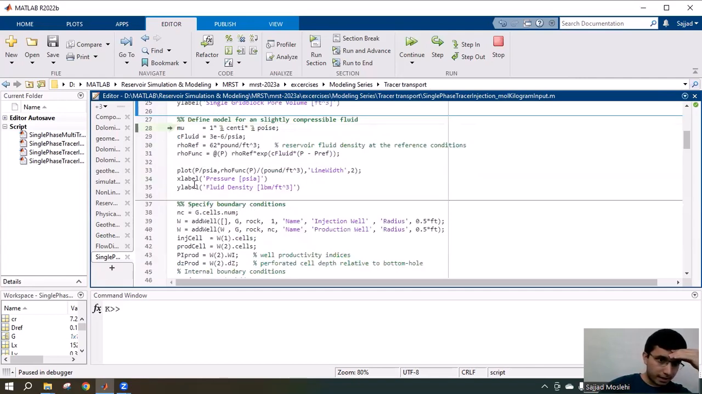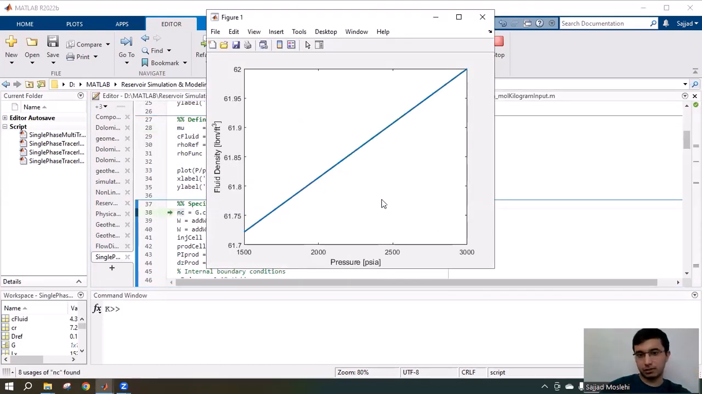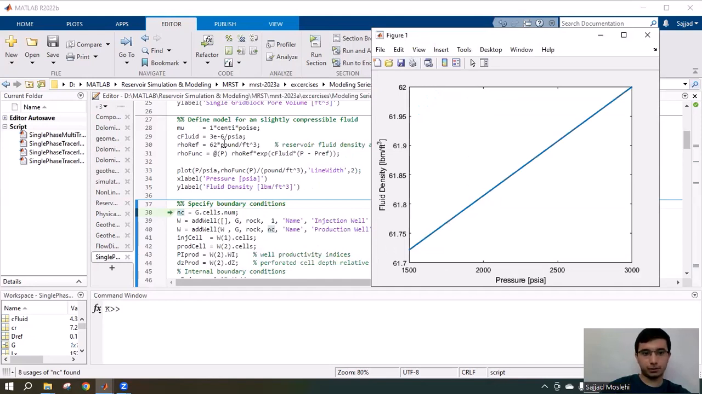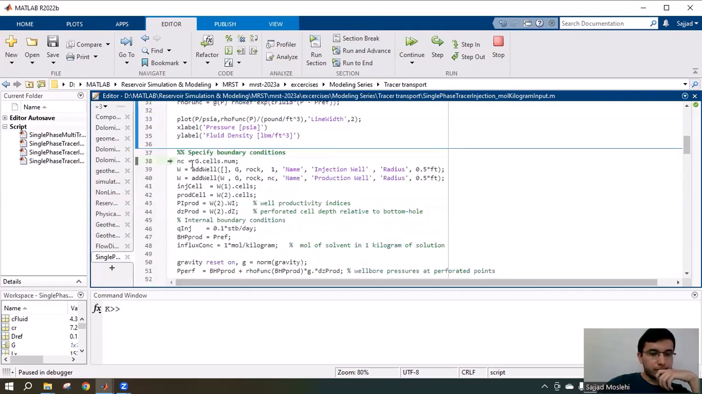All right. Here I'm going to show you the change in the density of the fluid with pressure. And as the pressure increases, evidently, the density increases as well. At 3,000 psia, the reference pressure, the density is 62, the density at the reference pressure, which is written here in this function. Very good. Now it's time to specify the boundary conditions.